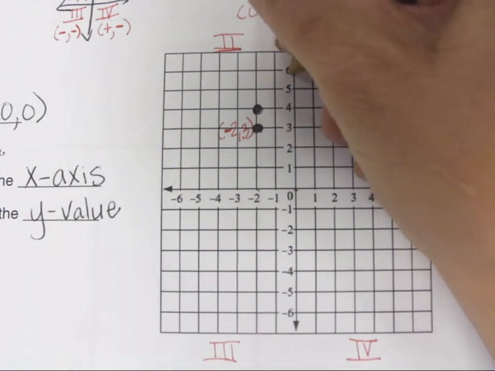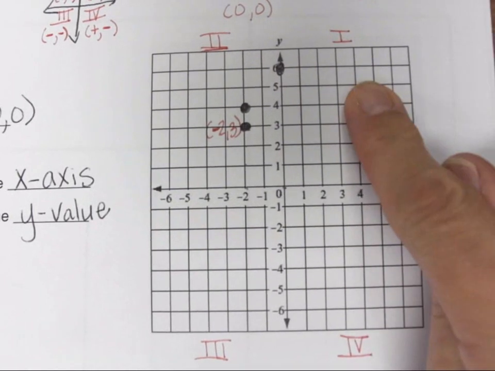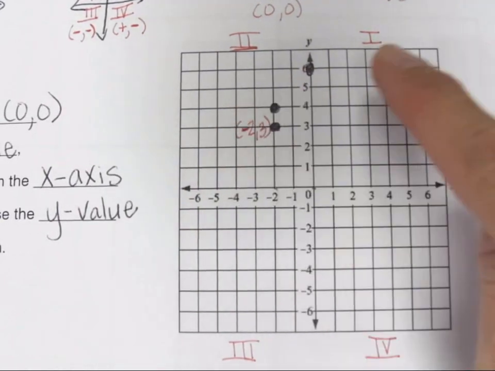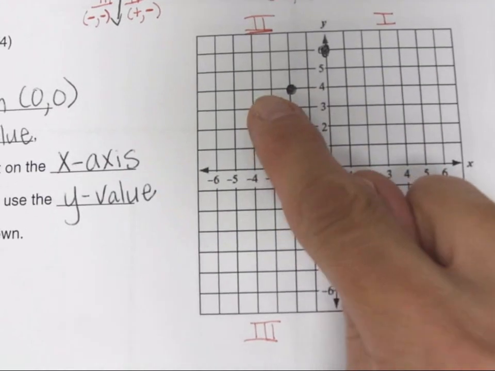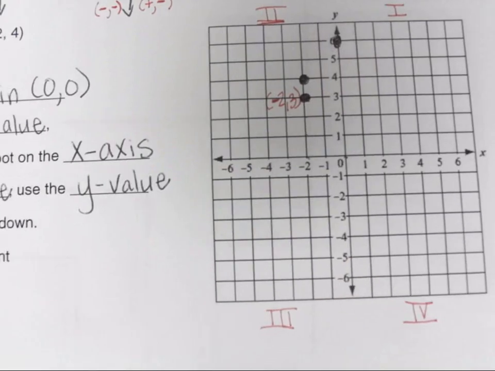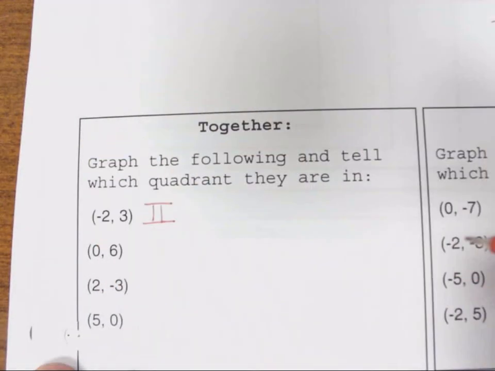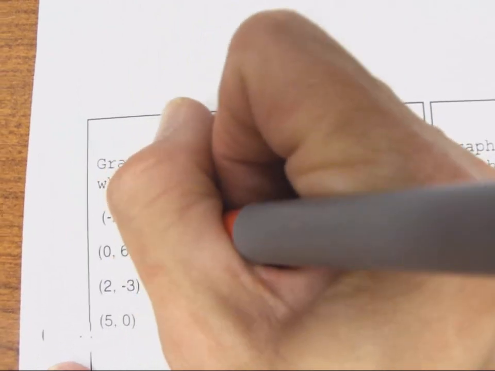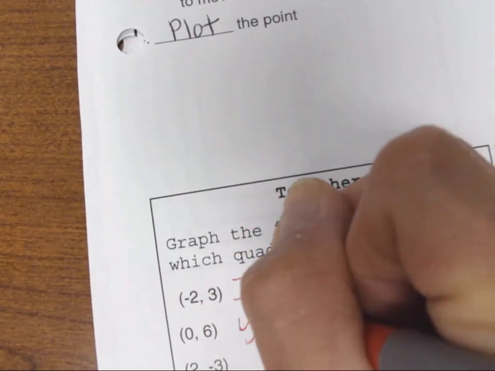Here's our point. If you'll notice, we're not in quadrant 1 or quadrant 2. We're actually right on the y-axis, and so that's what we would put down here for where we're located. All right, we're going to write y-axis. I'm moving my camera with my pen.